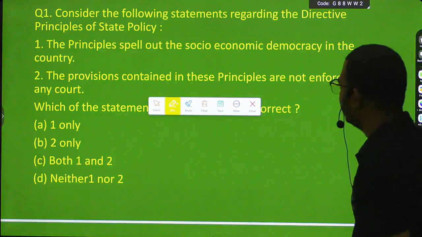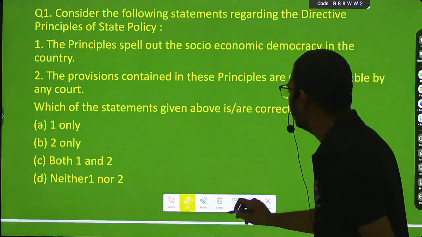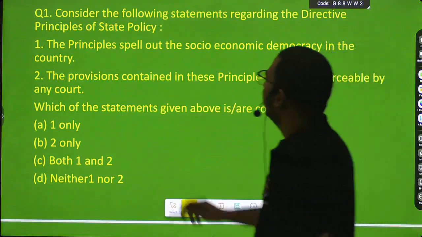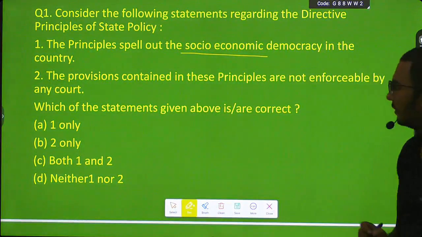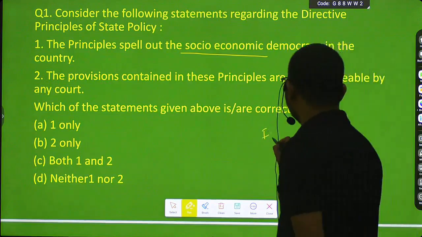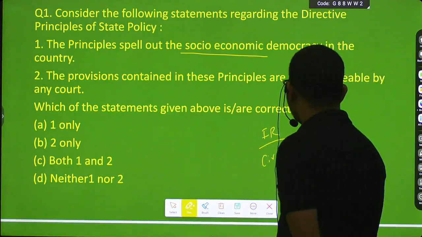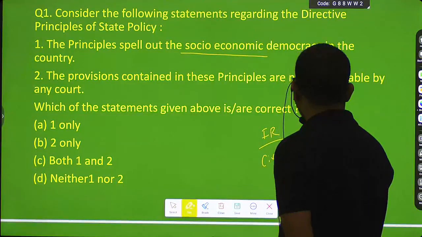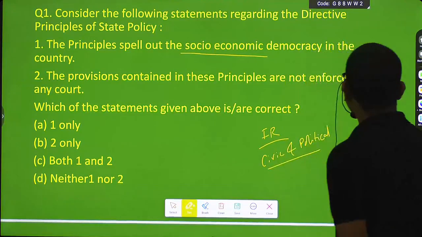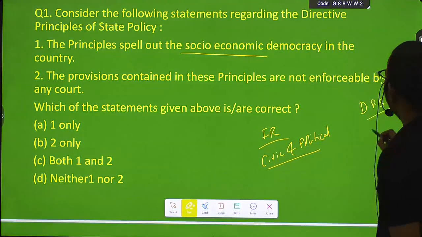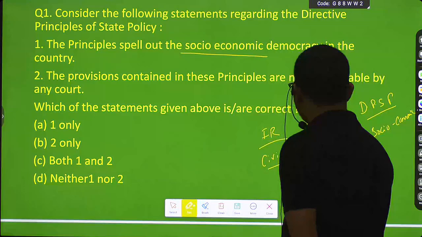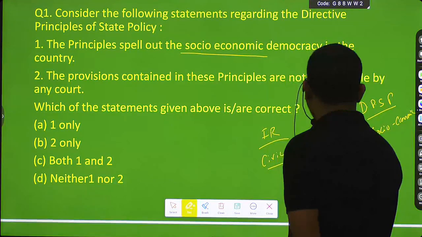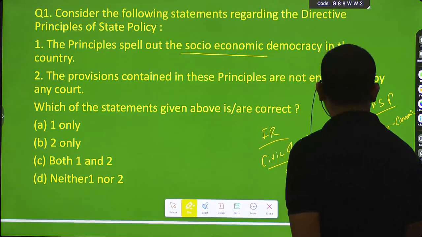Okay, so see, the principles spell out the socio-economic democracy in the country. Okay, so obviously, fundamental rights will give you civic and political rights. DPSPs will give you socio-economic rights. Okay, and fundamental rights are enforceable. These are not enforceable.